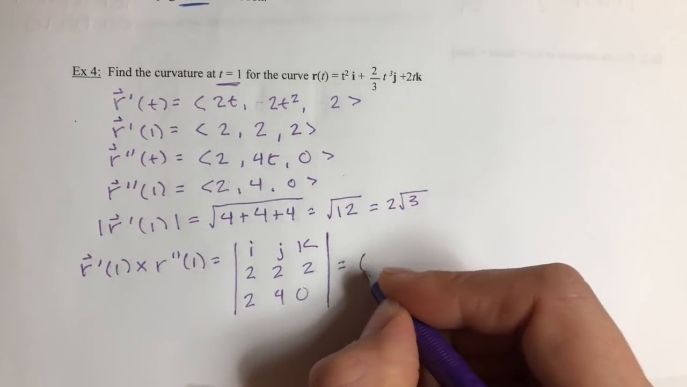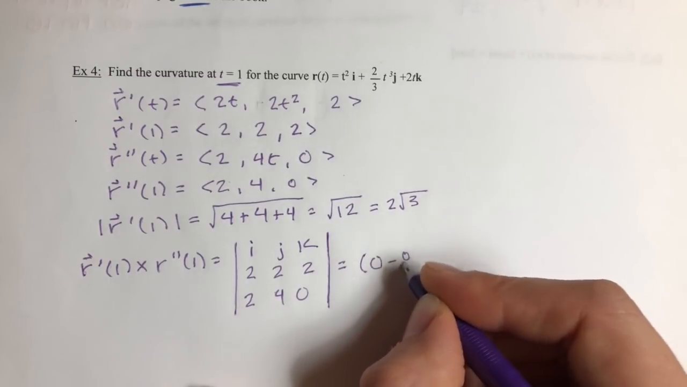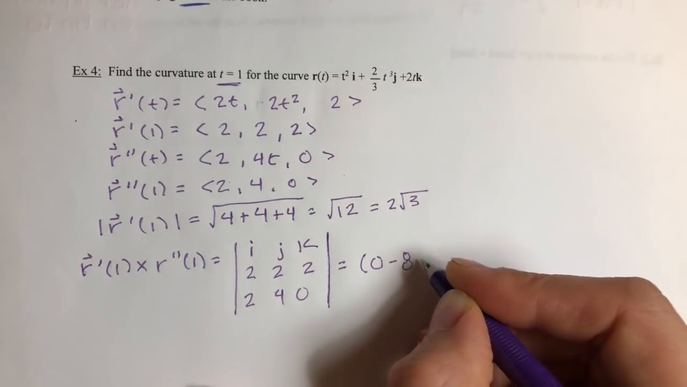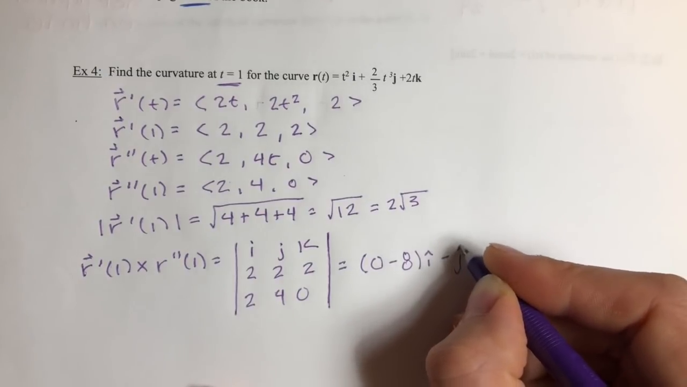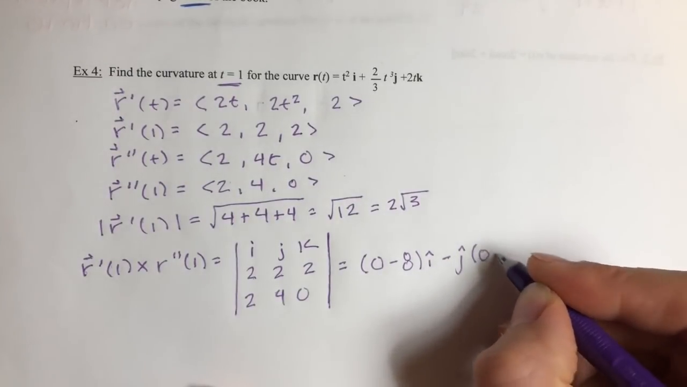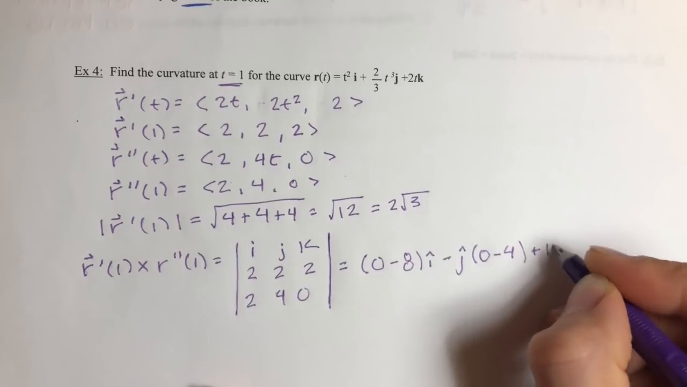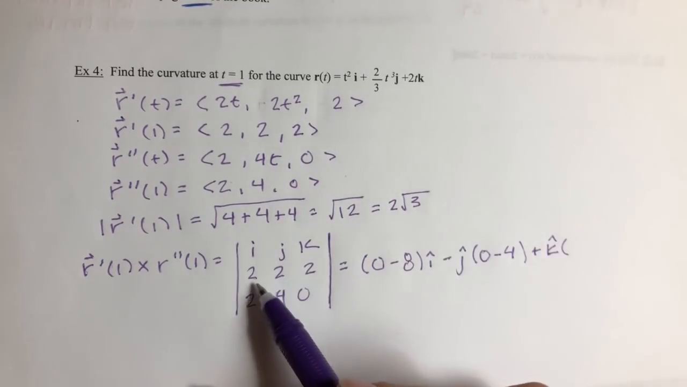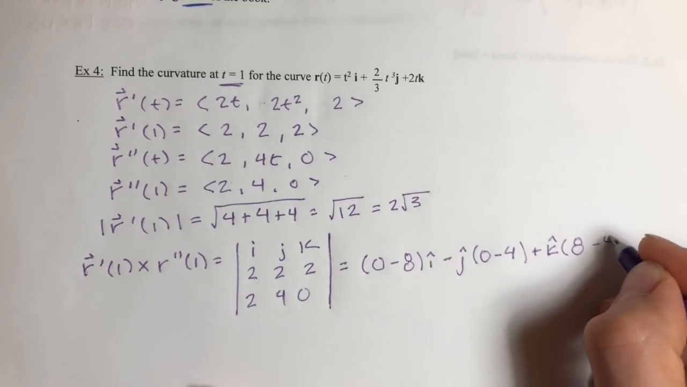So first term, 2 times 0 minus 2 times 4, which is 8. Okay, that's the i component, minus j, which will be 2 times 0, which is 0, minus 2 times 2, which is 4, plus the k component, which will be 2 times 4, which is 8, minus 2 times 2, which is 4.